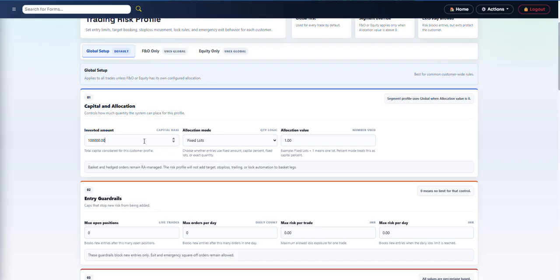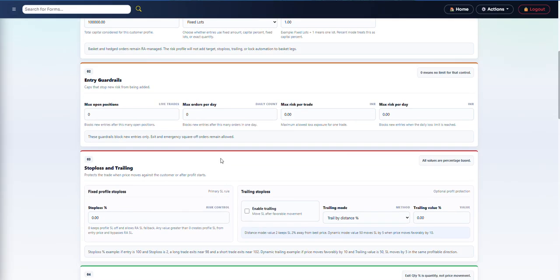Now coming to the invested amount, you can mention whatever amount you are going to invest, and then you can select fixed lot, fixed amount or percentage of capital. In any case, you have to mention the invested amount first, and only then can you select any one of these. For now, I'm selecting fixed lot and giving one, so I'm going to trade one lot, but you can select percentage of capital also.